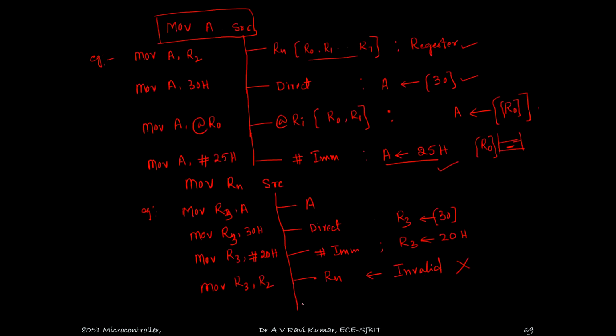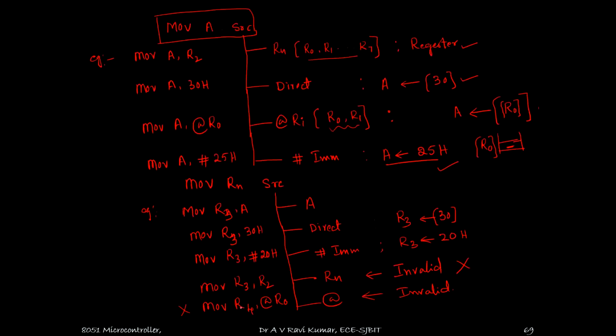And similarly the indirect addressing mode is also invalid. For indirect addressing mode, we have only the registers R0 and R1. So I can't do something like MOV R4, @R0. This is also not possible, right? So these are the forms we should understand clearly.